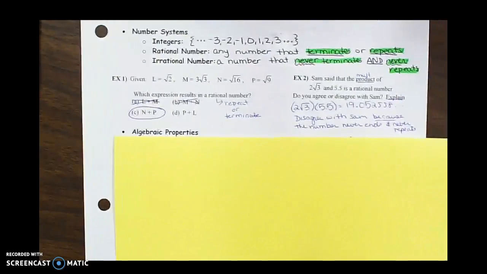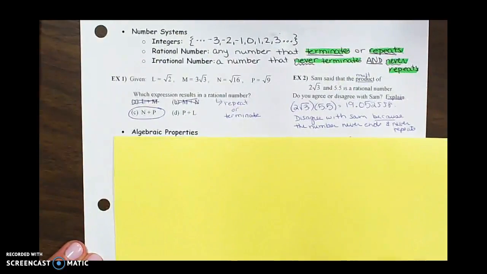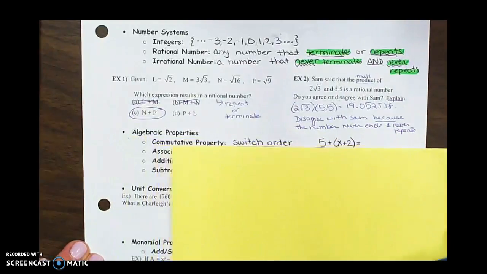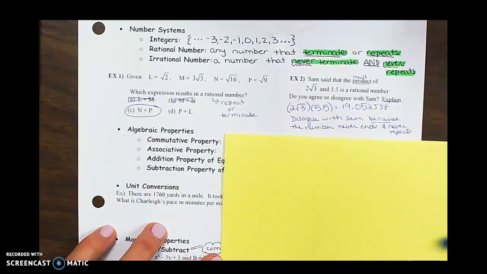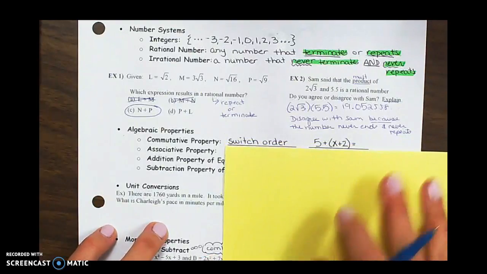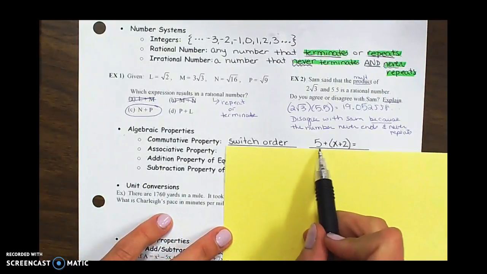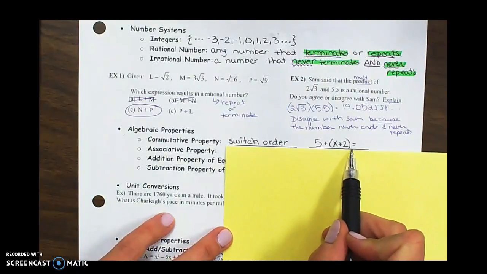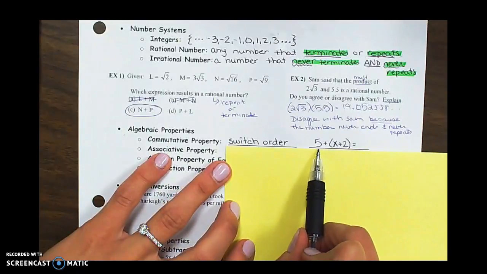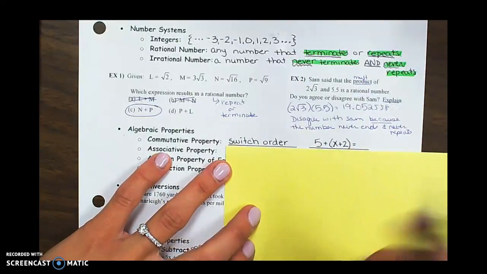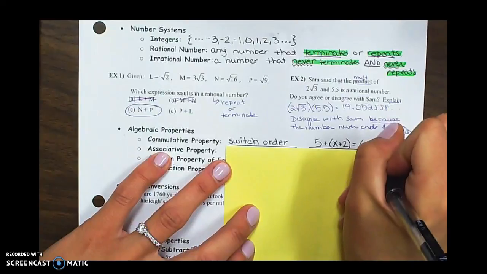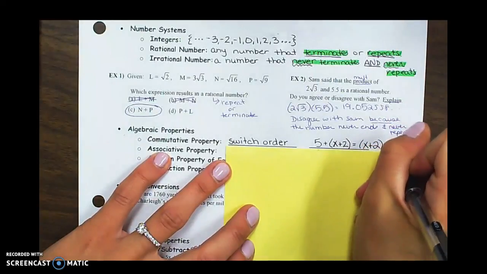So now let's take a look at our algebraic properties. Okay, so our algebraic properties, we had 4 of them that we learned. The first one is the commutative property, and the commutative property is where we are going to switch the order. So if I take a look here, I have 5 plus parentheses x plus 2. So when I switch the order, instead of the 5 going first, I'm going to put the parentheses first. So x plus 2 and plus 5.